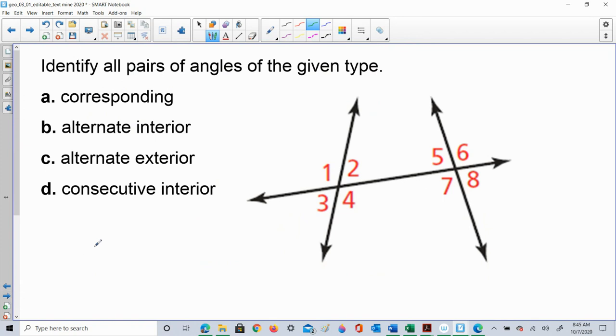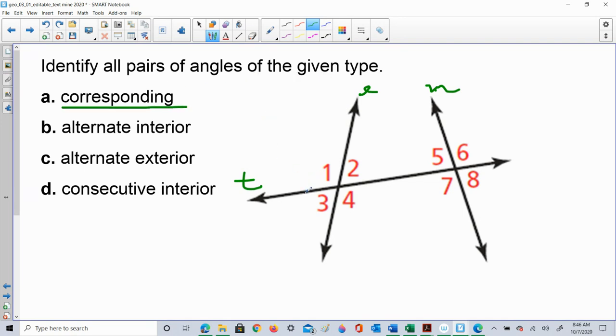So just an idea here, so that we can have them look at this diagram. This diagram is turned a little from what we're used to. But if you have two lines, here we have two lines, line L and line M, and here's our transversal T. Which pairs of angles would be corresponding?